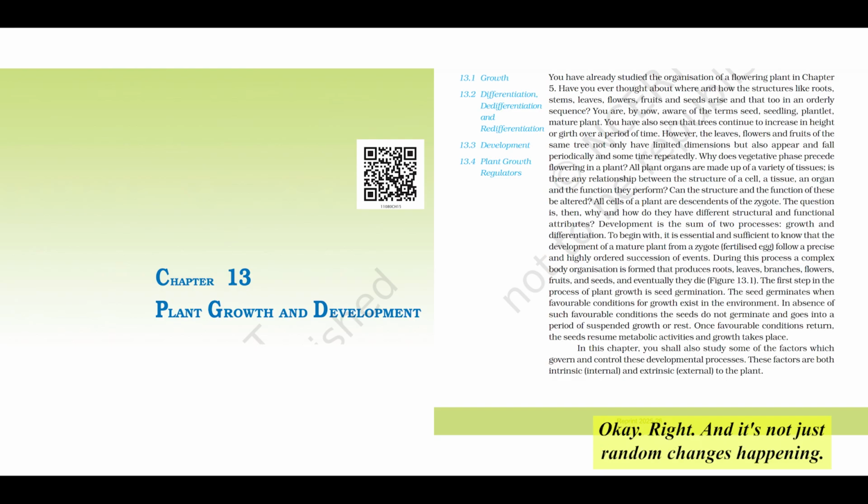And it's not just random changes happening. It's a very precise, highly ordered sequence of events unfolding throughout the plant's entire life. From that single zygote, the plant builds its complex body, systematically producing roots, leaves, branches, flowers, fruits, seeds, eventually leading towards senescence, which is biological aging, and finally, death. Wow. So the diversity is all part of this ordered developmental plan.